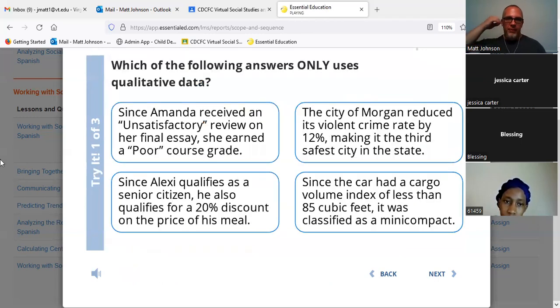Which of the following answers only uses qualitative data? Okay, so we're looking for qualitative. So what only has qualitative information or data here? Let's see, Jessica, you want to give that one a try?